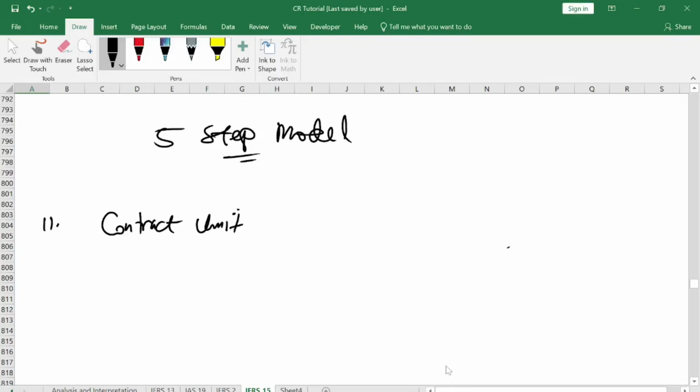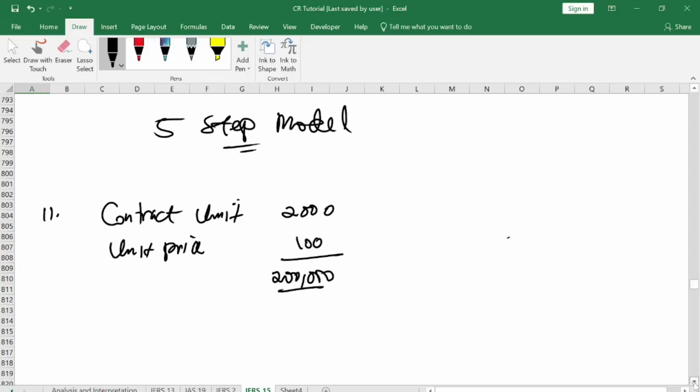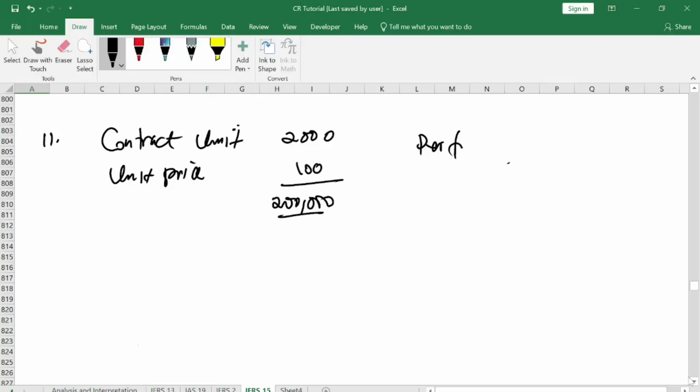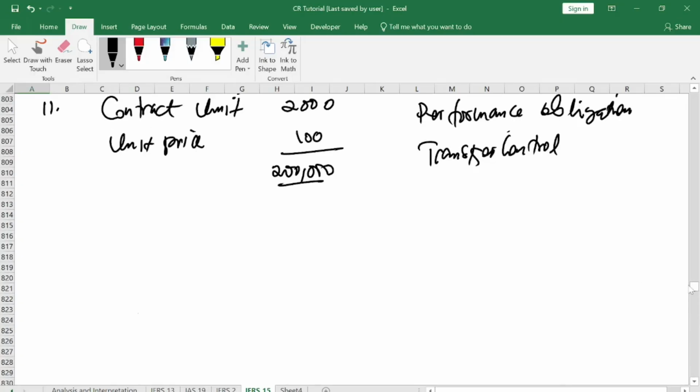All right. So in the contract, we have the contract in units. You're supposed to deliver 2,000, and the unit price is 100. So that gives you 200,000. Now let us look at the performance obligation in this contract, and then transfer of control. Has Mancranso Limited been able to deliver or perform its obligation in the contract, or transfer the goods to the customer?